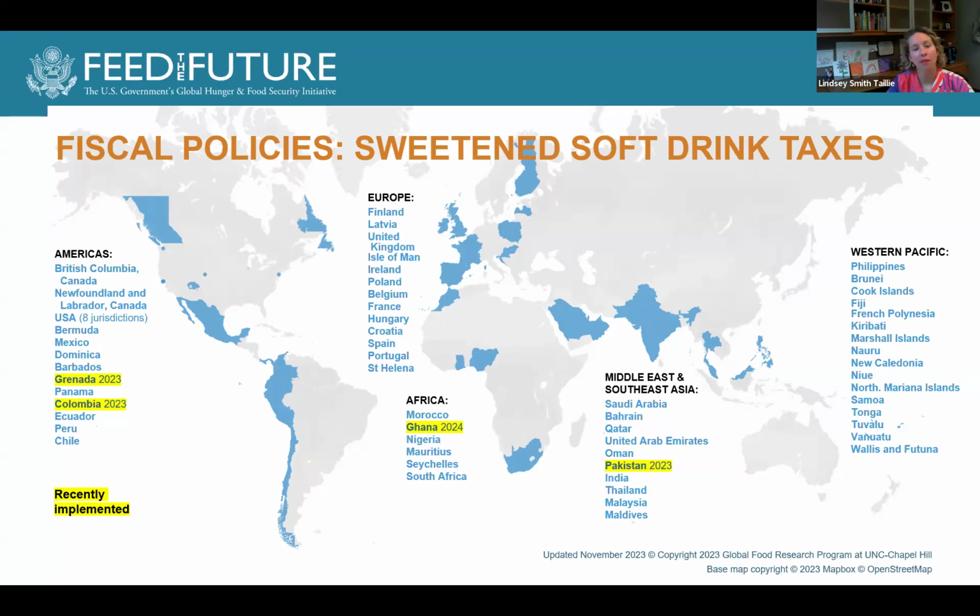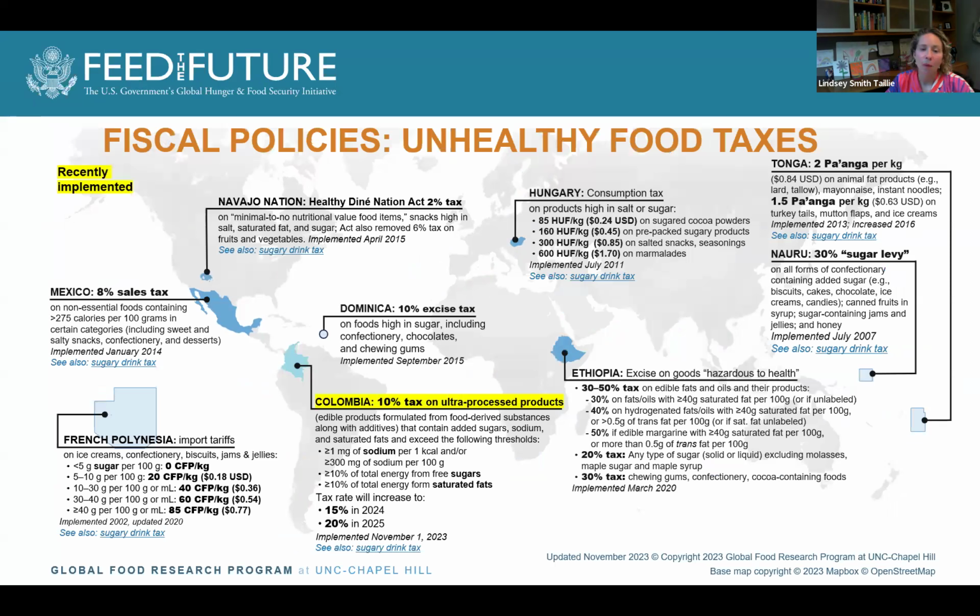And in the last couple of years, we've started to see more emerging evidence on the actual health impact. So reductions in hospital admissions for dental caries, reductions in body mass index, and so some really promising evidence that these policies are effective for health. Now, we've seen similar policies on unhealthy foods or ultra-processed foods, but much fewer. And the one that I want to call to your attention is Colombia.